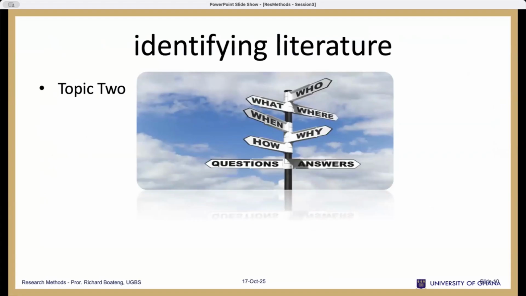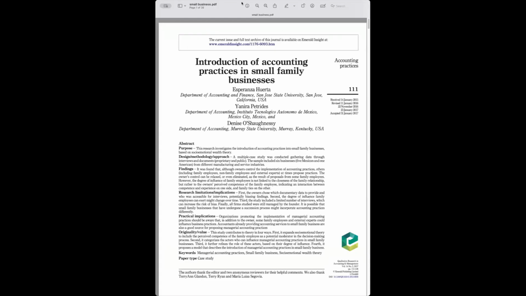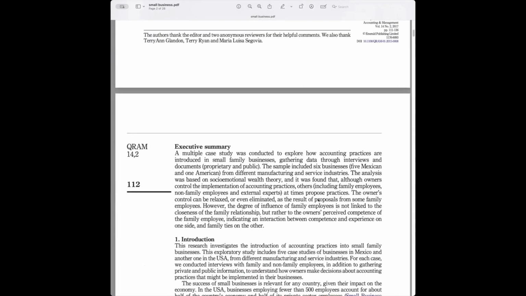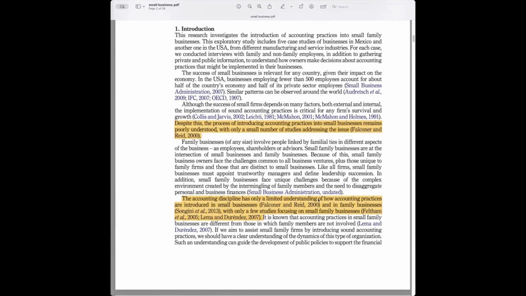So let's take an example. I want to open a paper that I usually use to teach students. It's an accounting paper, a very, very good paper. I usually use it to show an example. The title of the paper is Introduction of Small Accounting Practices in Small Business, Small Family Business. Now, if you look at it, this is the introduction.